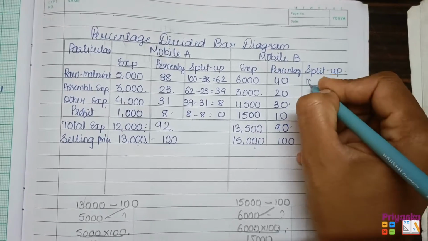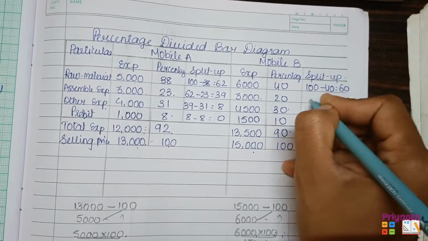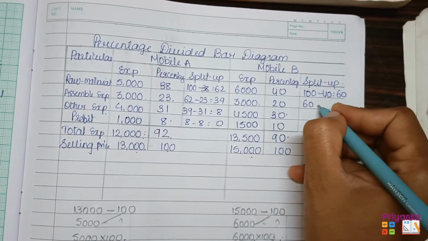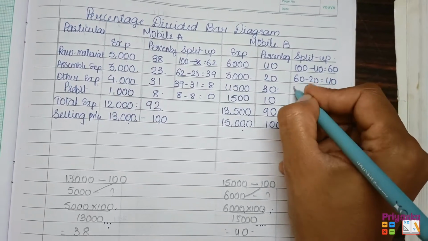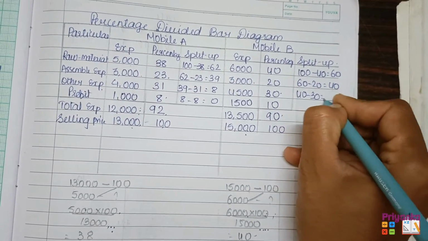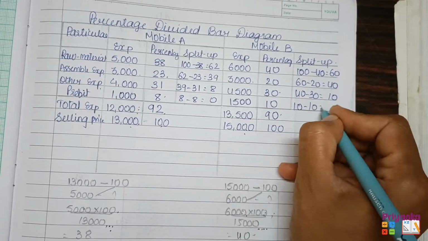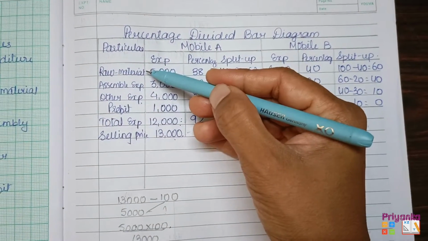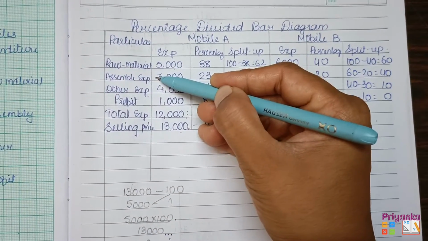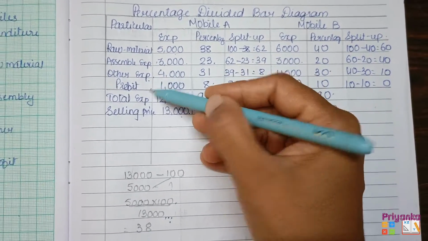First take the 100, minus 40, remain 60. Take 60 into the next line, minus 20. Here we get the answer 40. Back again 40, minus 30, remain 10. Take 10 at the down, minus 10. Here we get the answer 0. Now here we have the information of raw material, assemble expense, other expense and the profit.